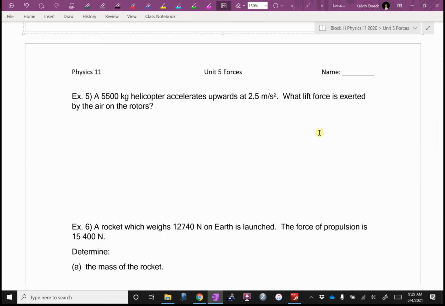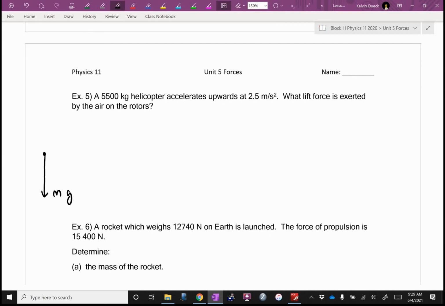This is a job for a free body diagram. What are the forces acting on this helicopter? Get the obvious one. What else? Acceleration's not a force. It's never going to show up on my free body diagram, but I'll use the direction of the acceleration to figure out arrow lengths. Oh, FL, lift force. Which way?